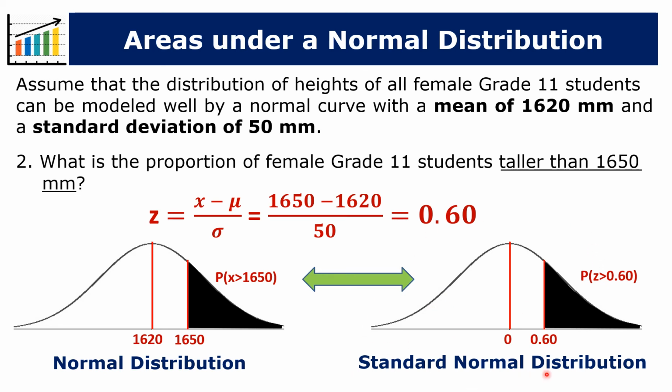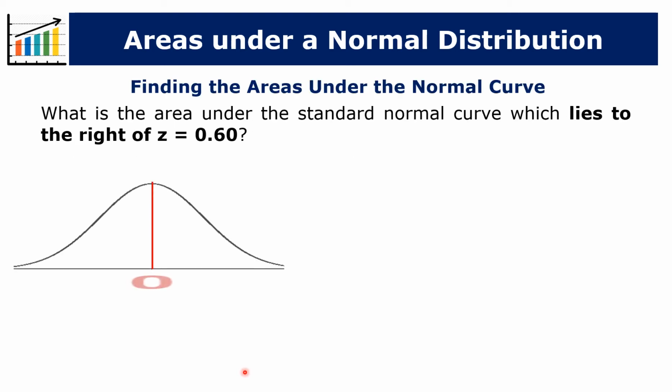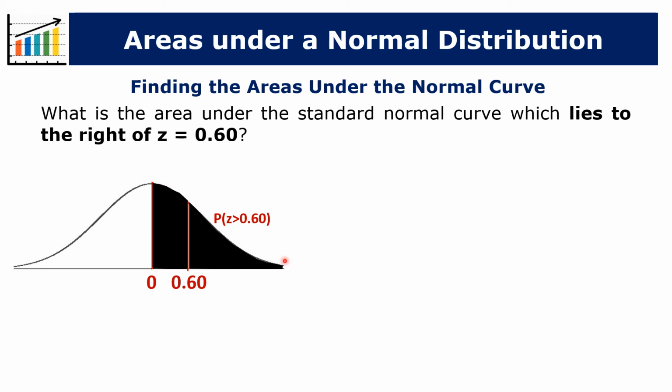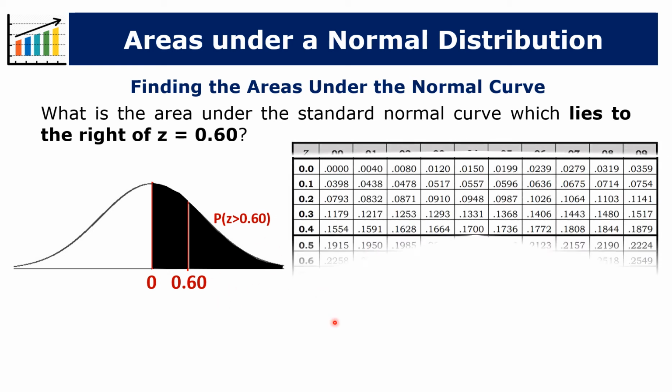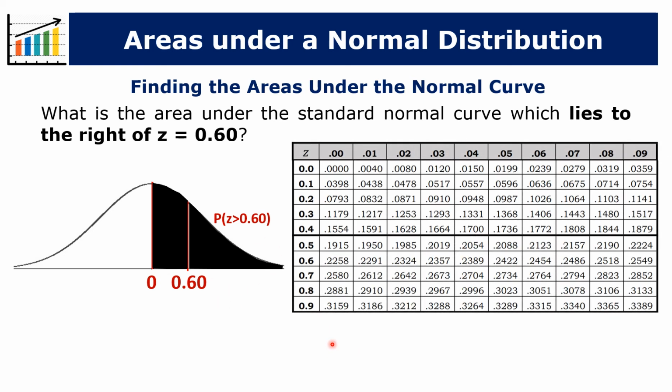Now, since nasa standard normal distribution na tayo, pwede na natin kunin yung area nito using the Z table. Okay? So, let me just illustrate again. How are we going to find the area of this, P of Z is greater than 0.60? Again, we know that the total area of this is 0.5. So, 0.5 minus the area of this. So, ang matitira is yung area to the right of 0.60. So, we will be using the Z table to find the area between 0 to 0.60.